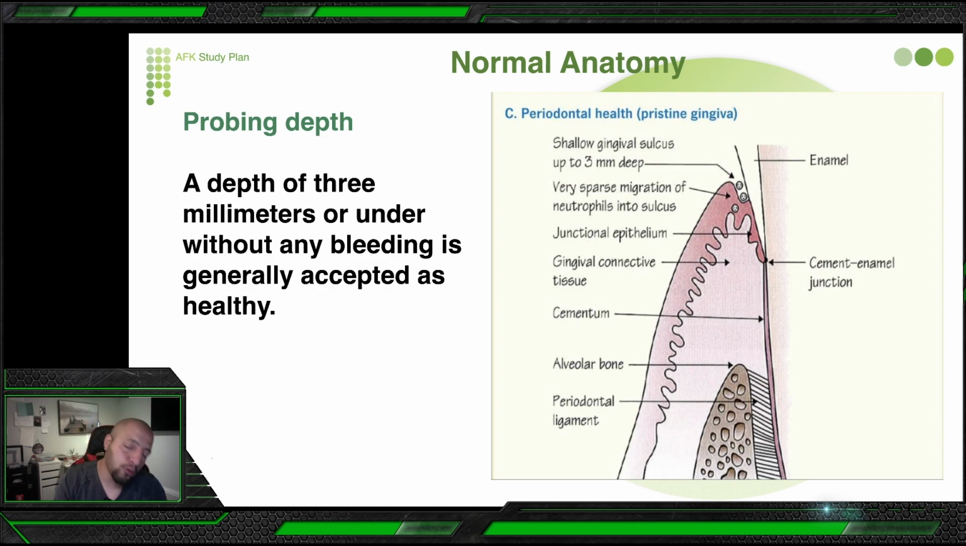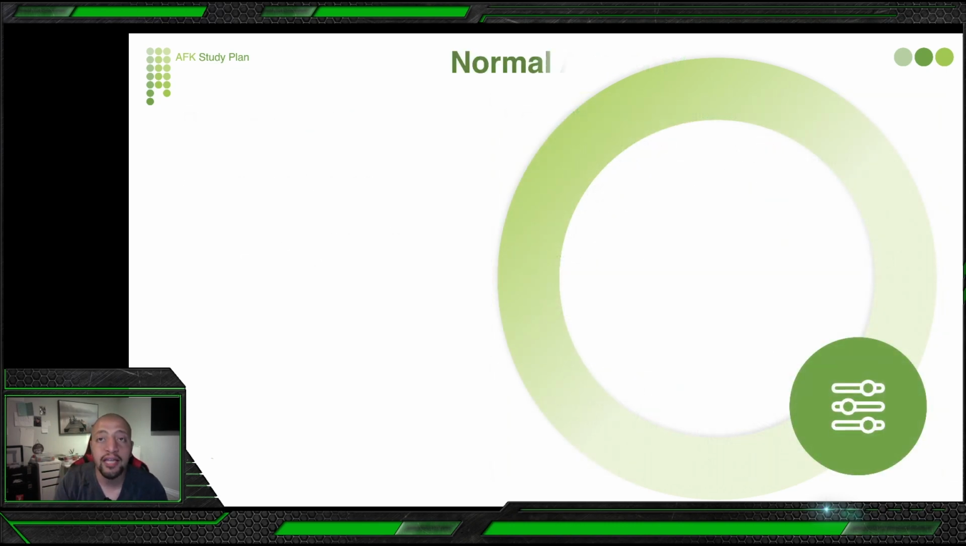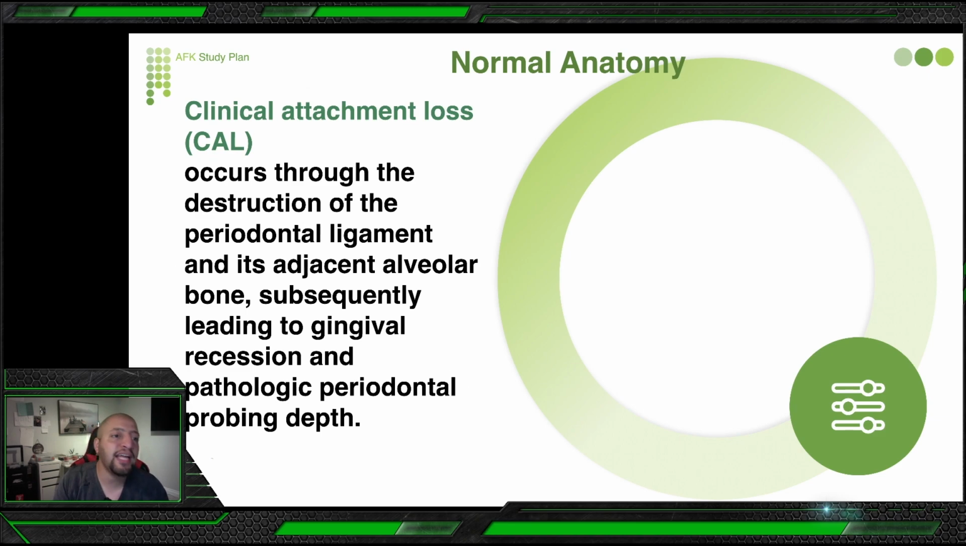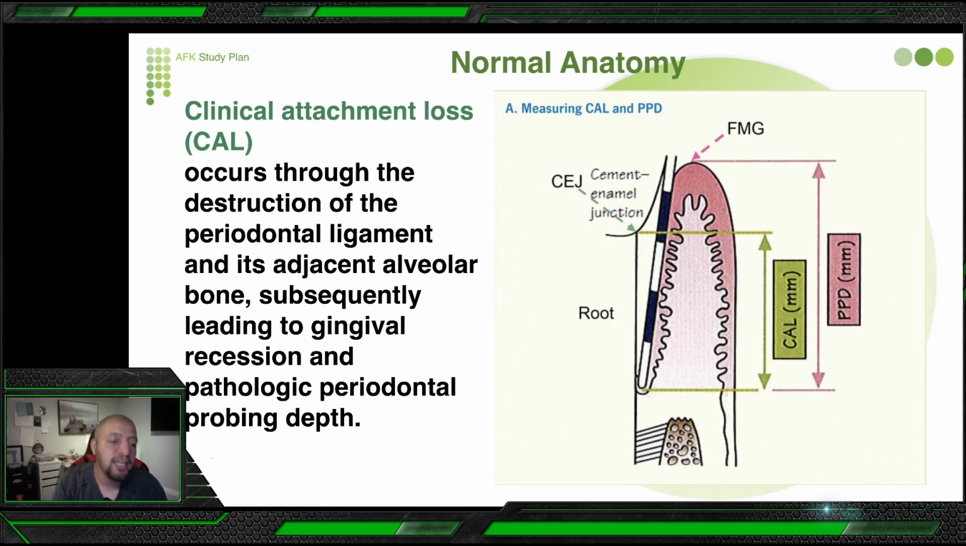If you have bleeding, if you have greater probing depths, you're going to think about different scenarios and we're going to speak about each scenario separately. Then here you can see the junctional epithelium and the connective tissue cementum, same as the previous slide. I just want you to think about it and to imagine it. Okay, and then we're going to speak about clinical attachment loss, in short CAL, which occurs through the destruction of the periodontal ligament and its adjacent alveolar bone, subsequently leading to gingival recession and pathological periodontal probing depth. Pathological here is important because not every probing depth more than 3 mm you consider as periodontitis. You might have a different scenario. I will let you know about this scenario later. But here is the critical point: the probing depth is more than 3 mm and the depth of the pocket is way apical of the cemento-enamel junction, going beyond the cemento-enamel junction.